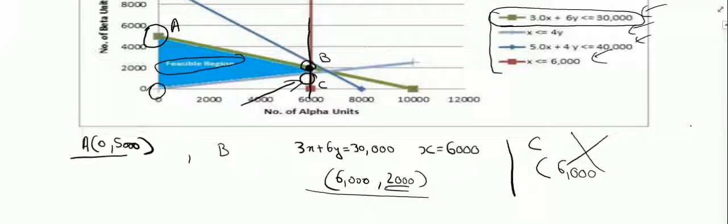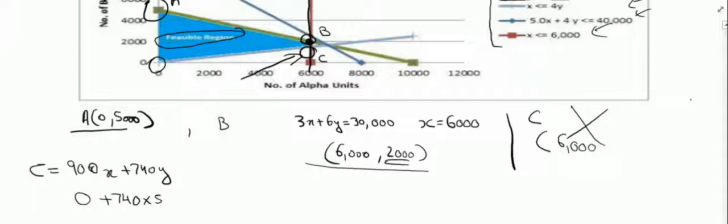And now if I calculate the profits at both these points, my contribution function as I derived in the previous video was 900x plus 740y. If I am producing at point A, I will produce 0 of x plus 740 into 5,000, and 740 into 5,000 is 3.7 million. Sorry, again it's a million, 3.7 million.